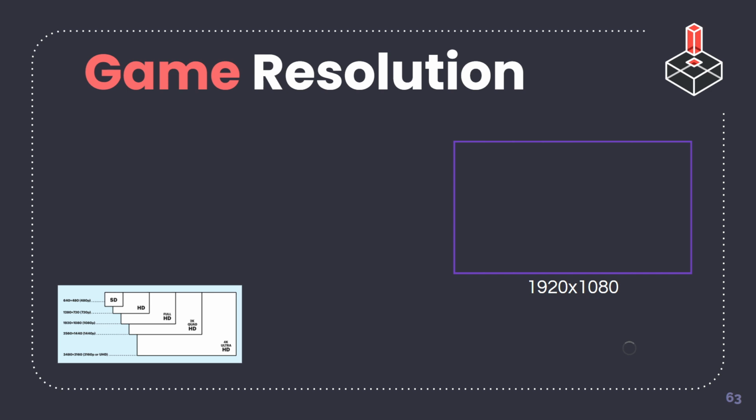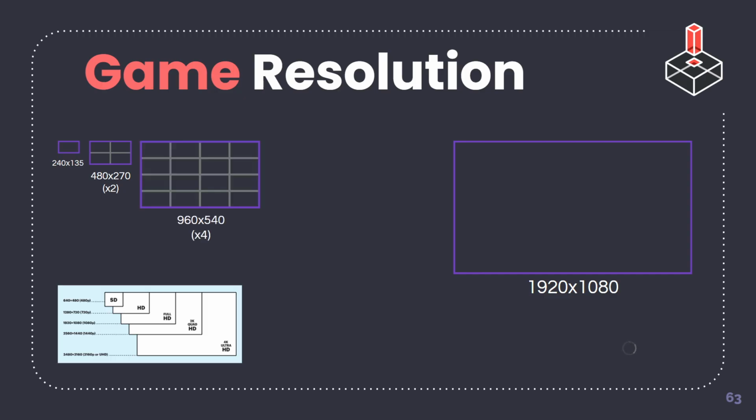If you divide 1920 by 1080 by 8, you're going to get 240 by 135, which is the closest we're going to get to 256 by 224. And through integer scaling upwards, our base times 2 is equal to 480 by 270. Our base times 4 is going to equal 960 by 540.